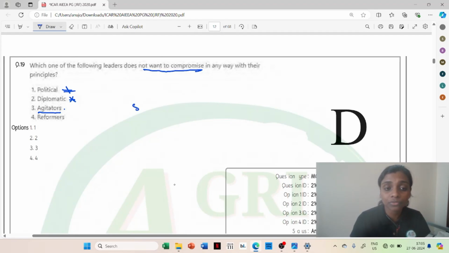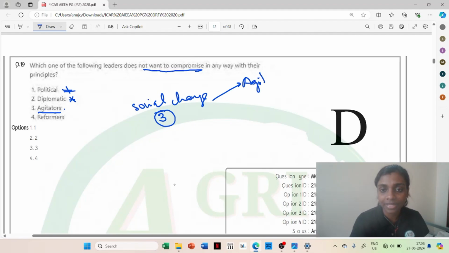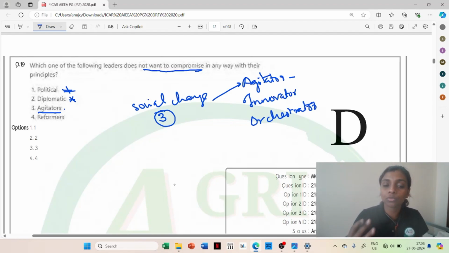For the process of social change, there are three types of leaders who will act. First one is agitator. Second one is innovator. And third one is orchestrator. Okay. Agitator, innovator and orchestrator. Agitators are the ones who find out what the social grievances are, like what injustices are happening and what the major concern of the public is. They identify the social grievances and provoke the crowd for action. They make the crowd feel that there are some grievances which should be acted on. Okay, so they are the agitators.